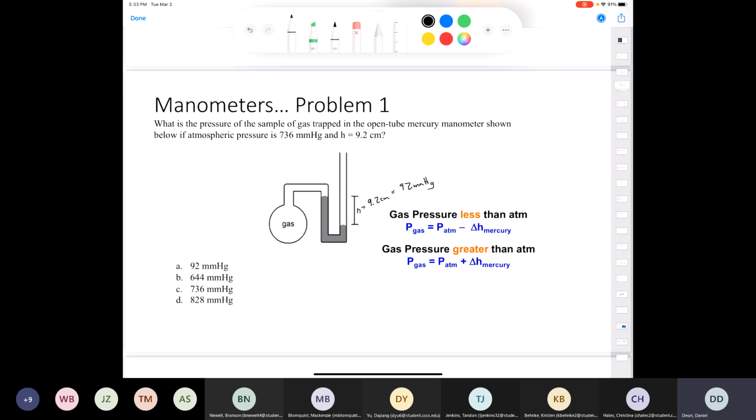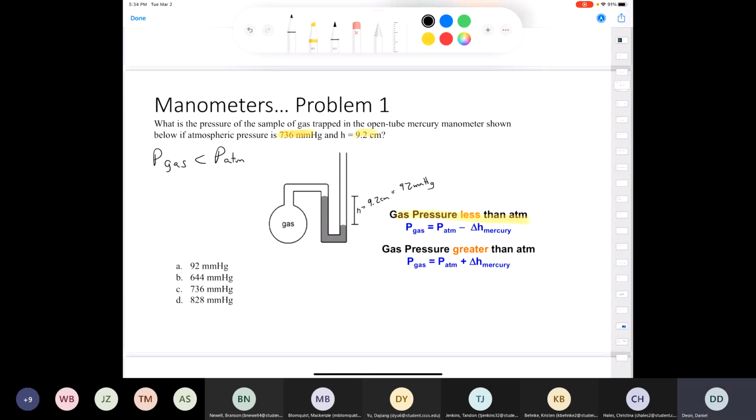Well, since the mercury is higher on this side than it is on this side, that tells us that the pressure of the gas must be less than atmospheric pressure, right? It doesn't have what it takes to push against it hard enough. It must be less than atmospheric pressure. And so we're in this scenario right here. So what are we going to do? We're going to take atmospheric pressure and subtract the height of that column of mercury.